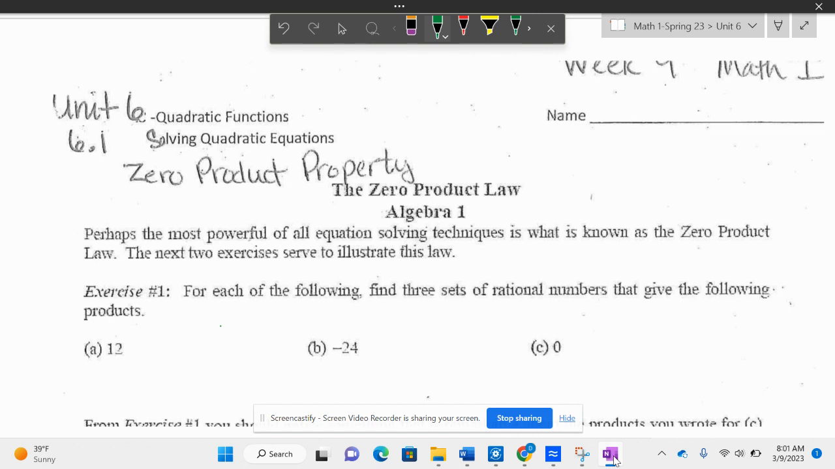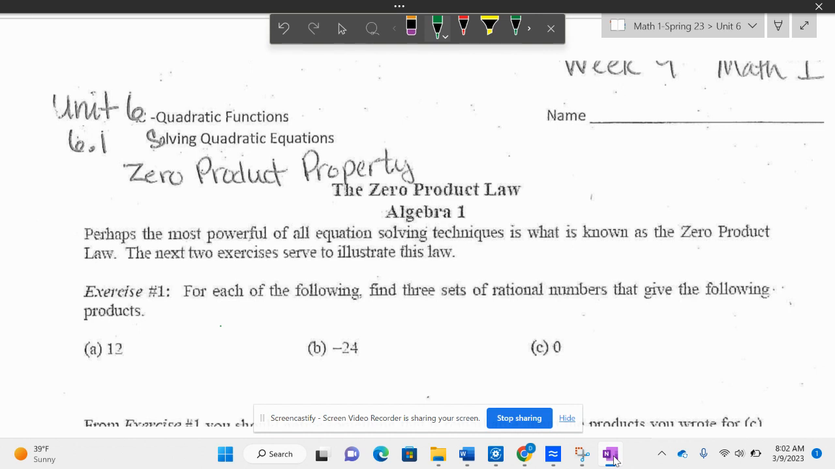Okay, all right. So perhaps the most powerful of all equation solving techniques is what is known as the zero product law. The zero product property says that if two numbers multiplied together equal zero, then one of those numbers has to be zero. The only way to get two numbers multiplied together to equal zero is if one of them is zero. So we're going to start off with example A.